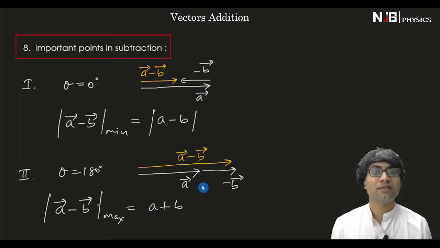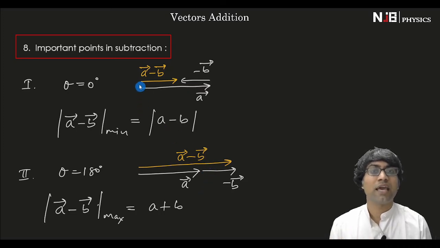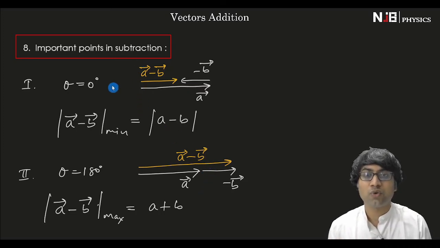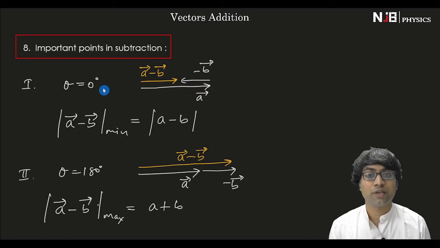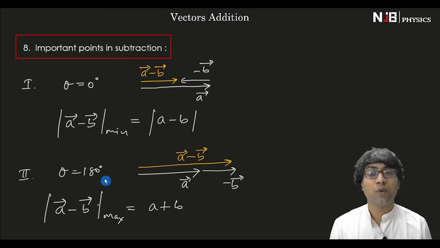You can see that this is just reverse. In case of the addition, if theta is equal to 0 degrees, then the resultant used to be maximum. Here the resultant is minimum when theta is 0 degrees, and the same goes with theta equal to 180 degrees. There, when the angle between the two vectors was 180 degrees, when the two vectors were anti-parallel, then the summation was minimum. Here the difference is maximum in that case, which is equal to a plus b.